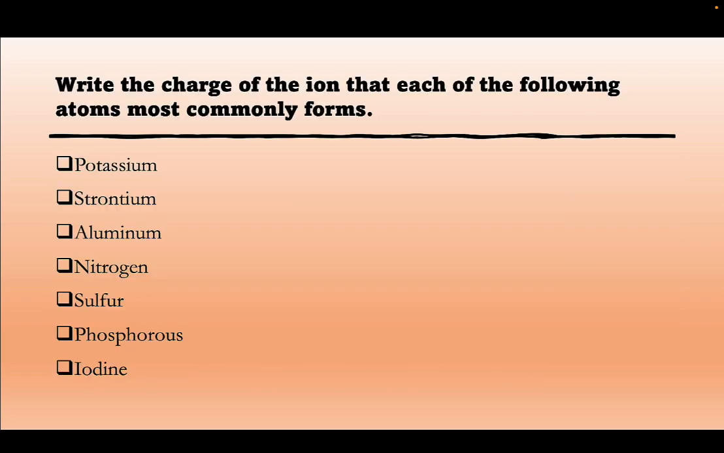Okay, when we look at compounds, we want to be able to predict the charge of the most common ions that we have. So take a minute here, pause, and write the charge of the ion that each of these most commonly forms. And if you can, go ahead and show the symbol for that as well, just like we showed for chlorine, it was Cl- for its ion.